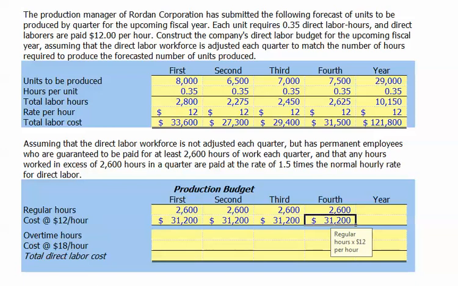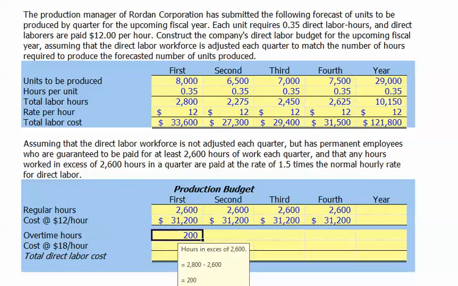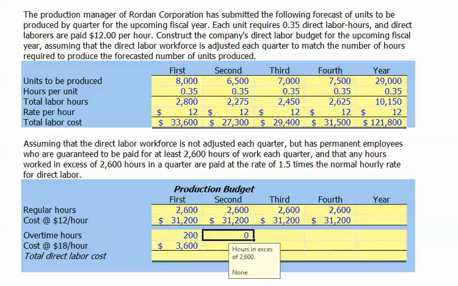Now let's go ahead and take a look at any overtime requirements. Our overtime requirements for the first quarter will be 200 hours. That's the 2,800 total labor hours from the first part, minus our guaranteed 2,600 regular hours. So we'll need to work 200 hours of overtime. And we pay our overtime workers time and a half, so we'll pay them $18 an hour. 200 times $18 an hour gives us a cost for overtime hours of $3,600.